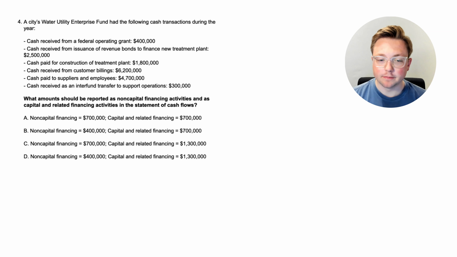All right, here we are at question 4. What amounts should be reported as non-capital financing activities and as capital and related financing activities in the statement of cash flows? So we're focusing on 2 of the activities in this question. A city's water utility enterprise fund had the following cash transactions during the year: cash received from a federal operating grant, $400,000. Cash received from issuance of revenue bonds to finance new treatment plant, $2,500,000. Cash paid for construction of the treatment plant, $1,800,000. Cash received from customer billings, $6,200,000. Cash paid to suppliers and employees, $4,700,000, and cash received as an interfund transfer to support operations, $300,000.